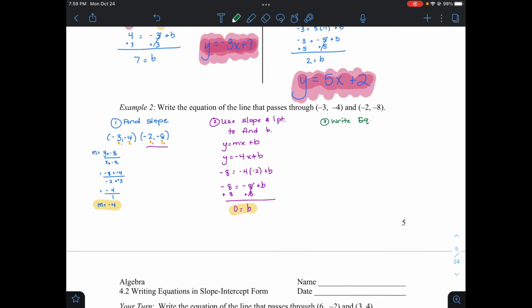So our last step, and probably the easiest one, is now using those 2 pieces of information, just like yesterday, and writing the equation of the line. So we have y equals -4x plus 0, okay? We don't necessarily have to write that plus 0, so y equals -4x. So it's not too bad. Okay, 3 easy steps. So take a moment, try the next your turn, and then come back and check your work.